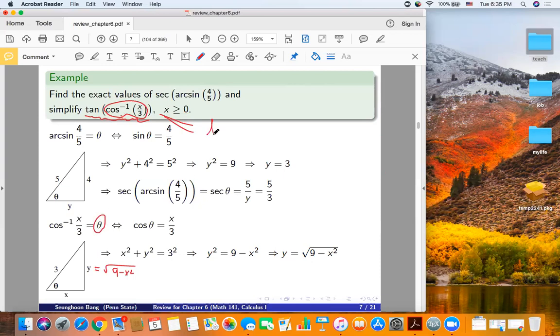You plug in exactly tangent theta. What's tangent theta? Opposite over adjacent. The opposite y is here, square root of 9 minus x squared, over x. That's it. This is the whole idea for solving this problem.